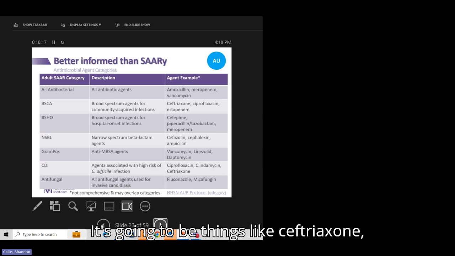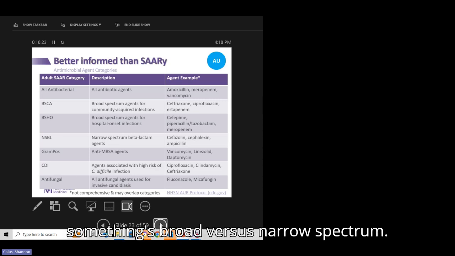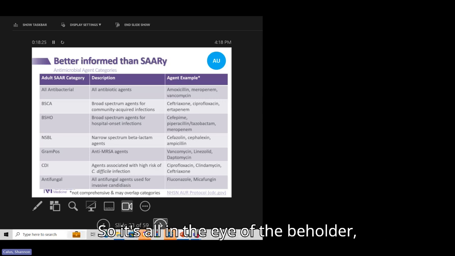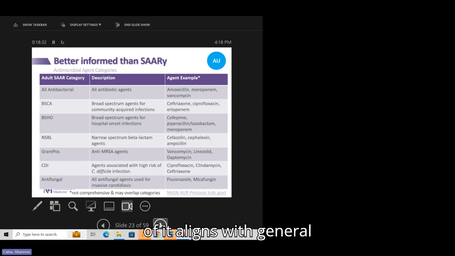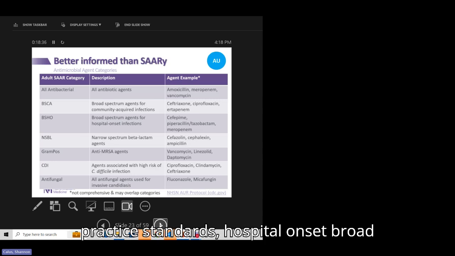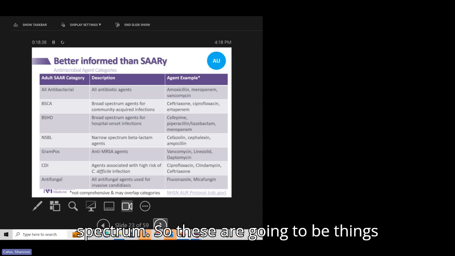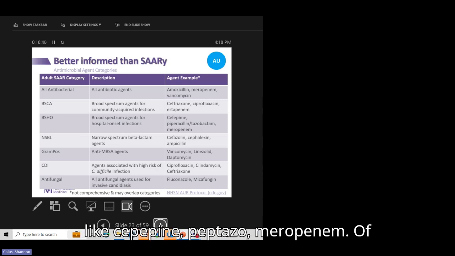Then we have our broad spectrum community acquired bucket. It's going to be things like ceftriaxone, Cipro, ertapenem. So again, you don't necessarily agree that something's broad versus narrow spectrum, so it's all in the eye of the beholder, but this is agreed upon by a group of experts at NHSN, and I think most of it aligns with general practice standards. Hospital onset broad spectrum, so these are going to be things like cefepime, piptazo, meropenem.